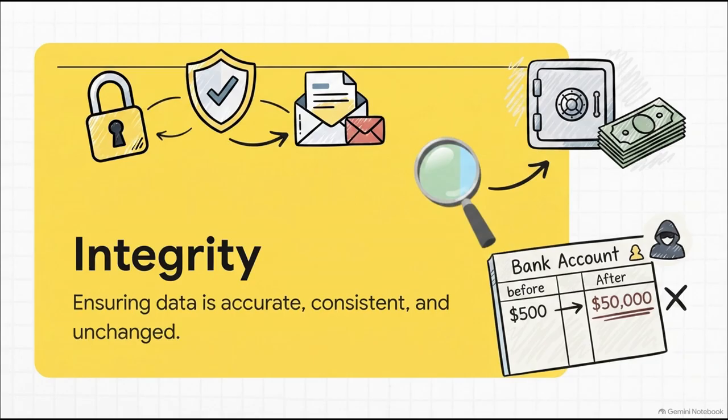But let's look at integrity. This one is all about trust. It means ensuring your data is completely accurate and hasn't been messed with. Imagine a hacker breaks into a bank's database. Now, they don't actually steal any data, they just quietly add a couple of zeros to their own account. Suddenly, a $500 balance is a $50,000 balance. Now, that's not a confidentiality or privacy issue because they didn't spy on anyone else's account, but it is a massive, catastrophic integrity failure. That data can literally no longer be trusted.